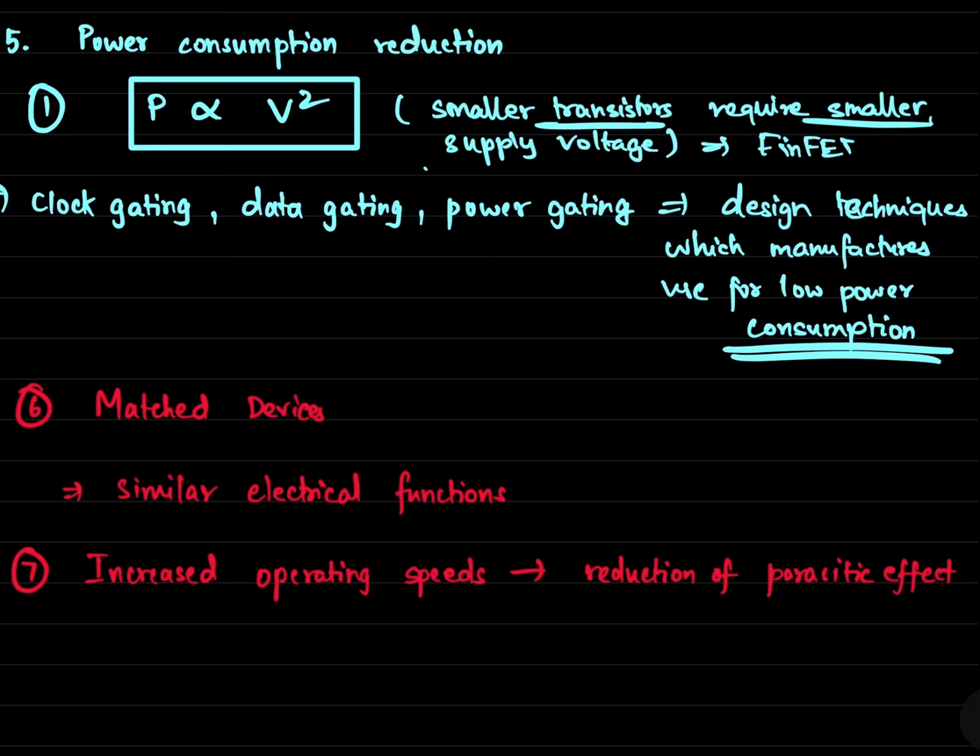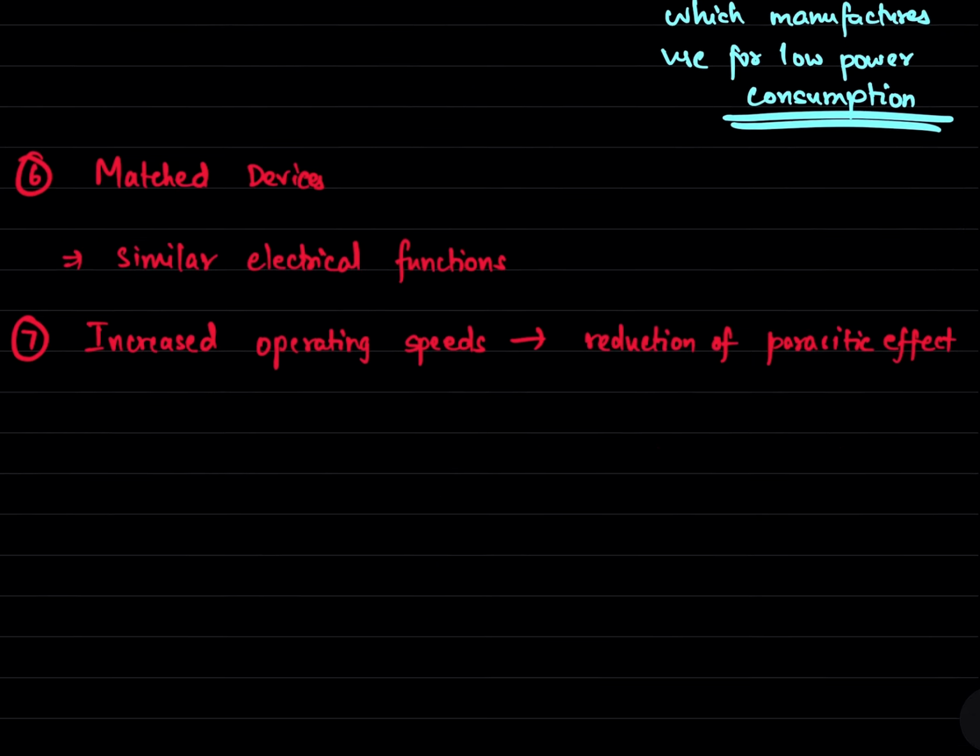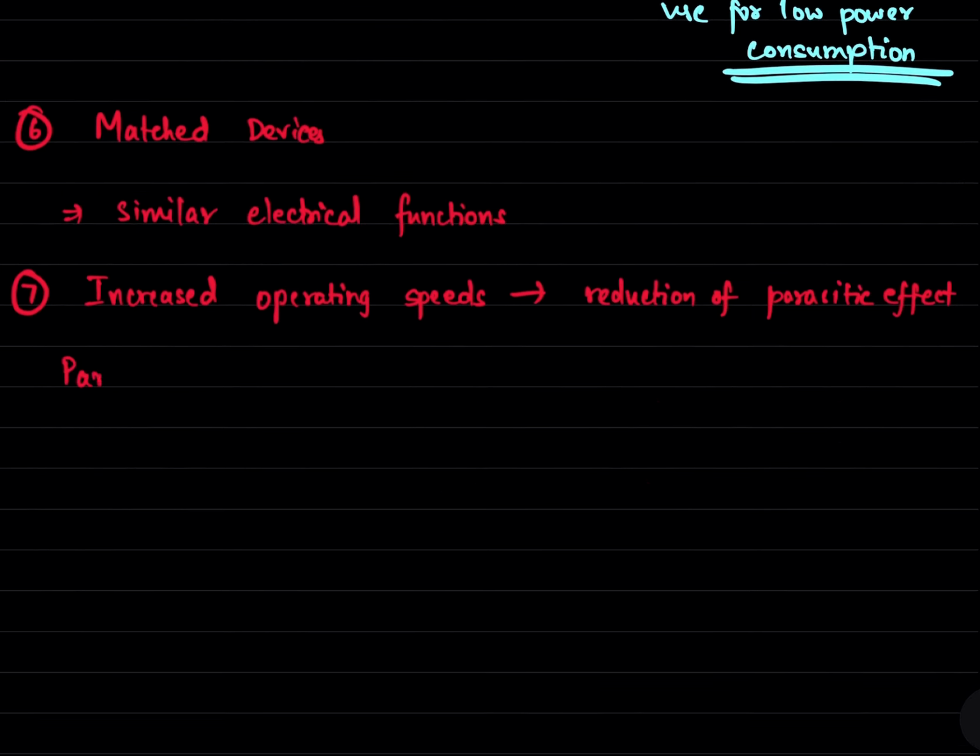There are different types of parasitic effect. Parasitic effect can include parasitic capacitance, parasitic resistance, inductance, and so on.